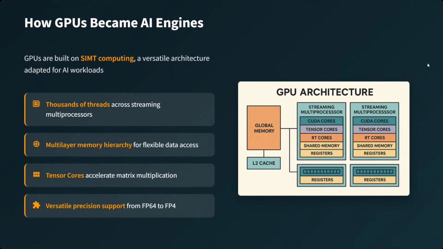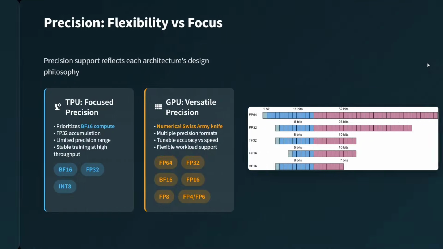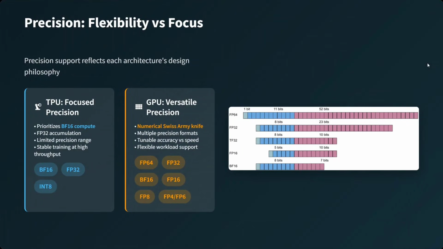How does a GPU look at it? It is built on SIMT computing, a versatile architecture adapted for AI workloads especially. Thousands of threads across streaming multiprocessors, multi-layer memory hierarchy for flexible data access, Tensor Cores accelerate matrix multiplication, and versatile precision support. This is very important. GPUs can support different types of precision, FP64 to FP4, that is floating point, while in case of TPUs that is not possible.